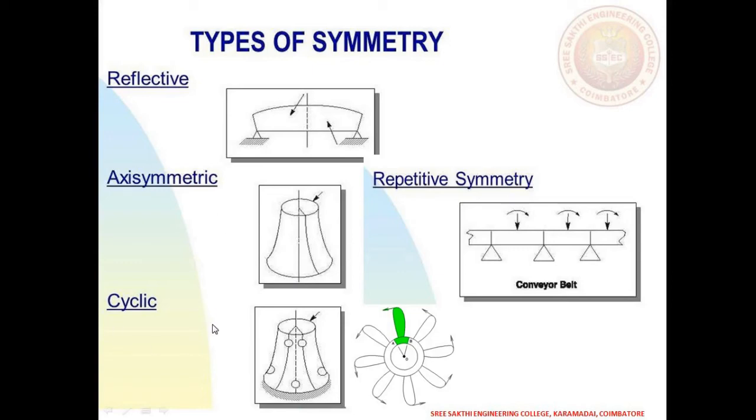The next one is cyclic symmetry. What is the meaning of cyclic symmetry? You know that it is like a fan blade or a turbine. Cyclic symmetry occurs when the geometry, loads, constraints and results of a partial model can be copied around the axis in order to give the complete model. Then the next one is repetitive symmetry. What is the meaning of repetitive symmetry? It is nothing but a conveyor belt. Repeatedly coming through the cycles is called repetitive symmetry.